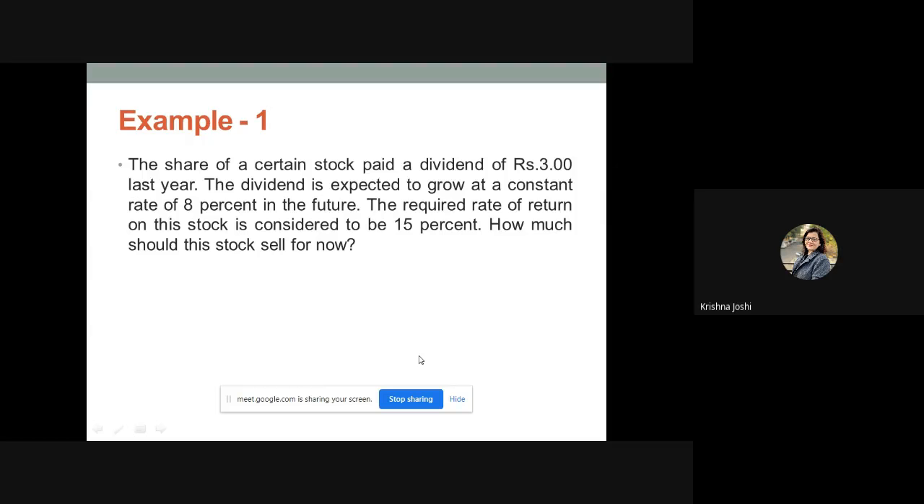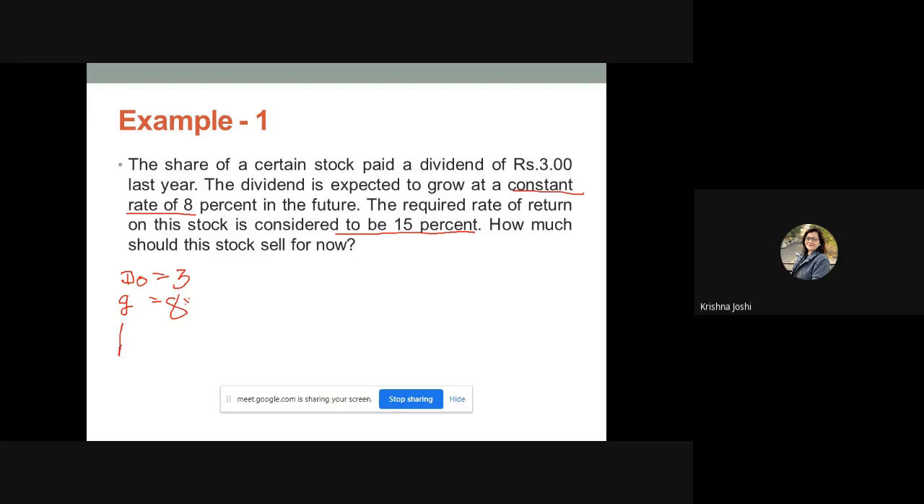Let us understand it with an example. The share of a certain stock paid a dividend of ₹3. That means it paid a dividend last year, so that is D0. The dividend that has already been paid is always D0. So last year they paid ₹3. The dividend is expected to grow at a constant rate, so this is a constant growth rate model. The growth percentage is 8%, and the required rate of return on this stock is considered to be 15%.